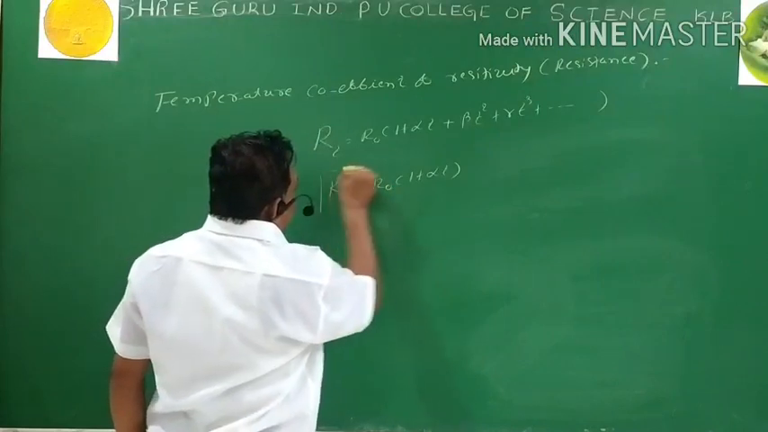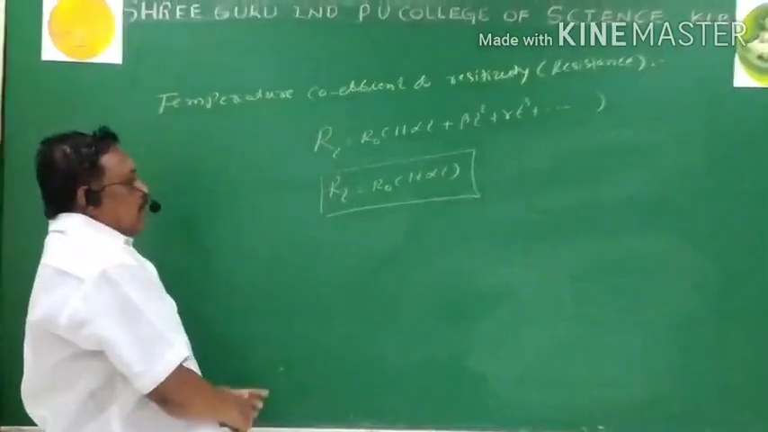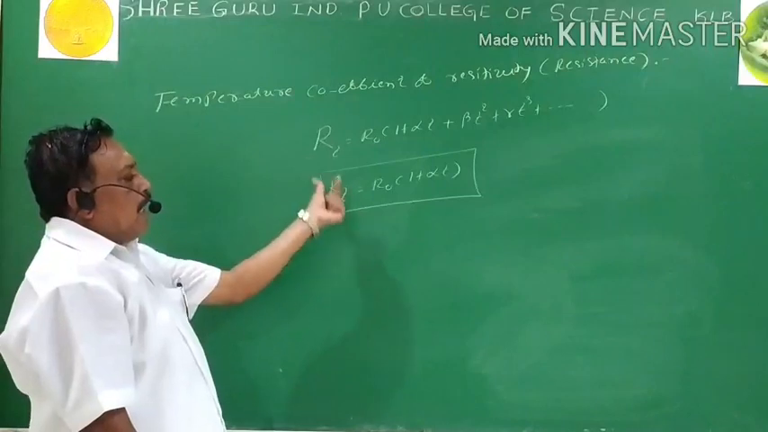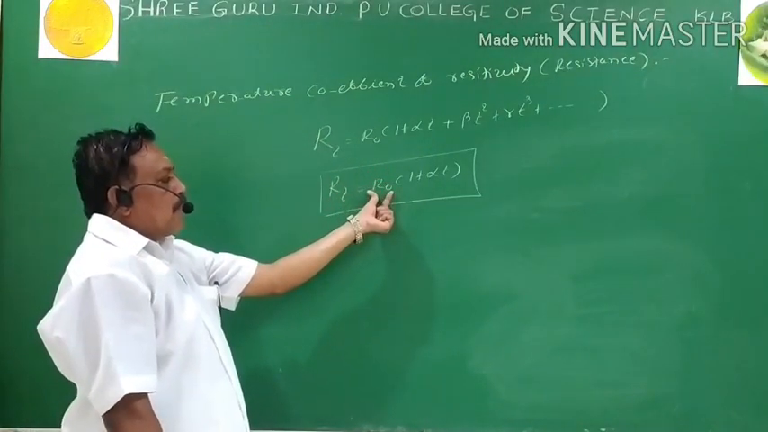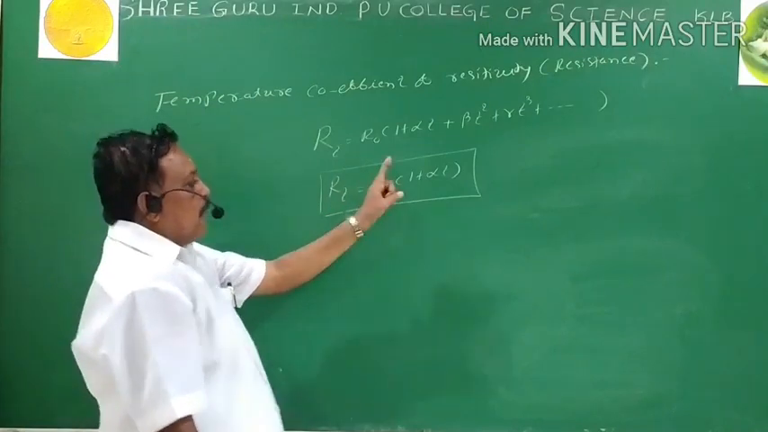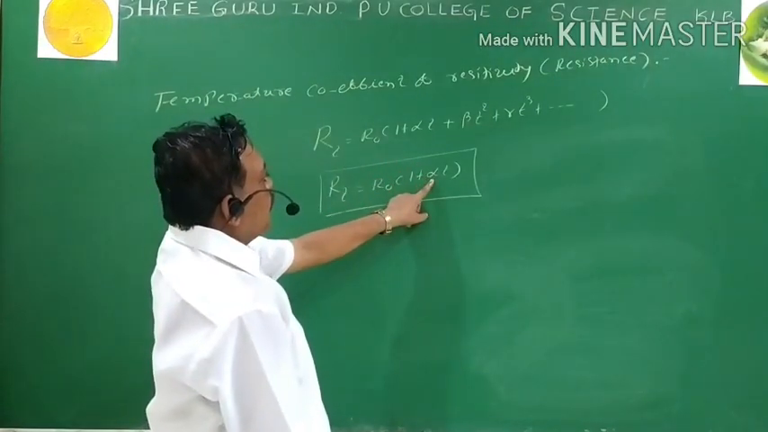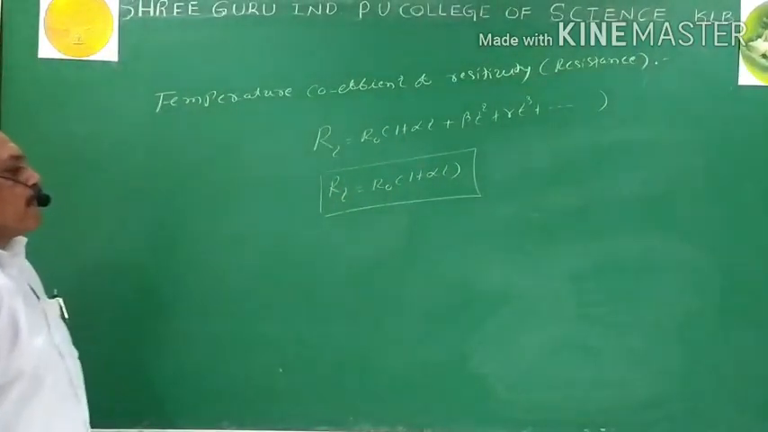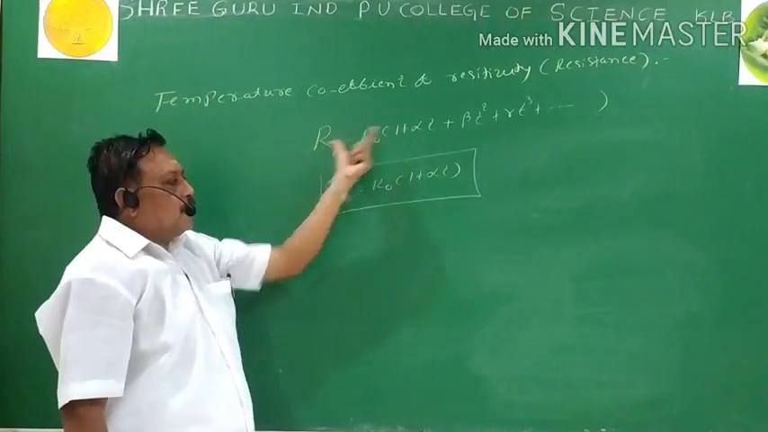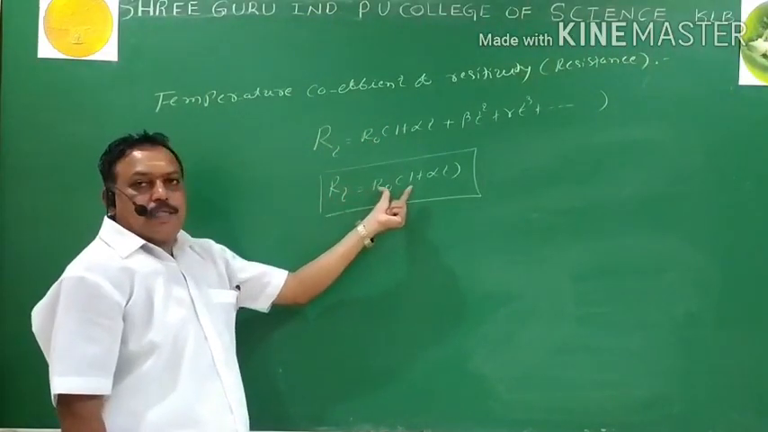Are you getting the point? Where RT is the resistance of the conductor at the higher temperature, R naught is the resistance of the conductor at the lower temperature, that is nothing but the reference resistance, and alpha is nothing but the temperature coefficient of resistance of the conductor. So, now this is the equation. Finally, we have got RT equals R naught into 1 plus alpha T.